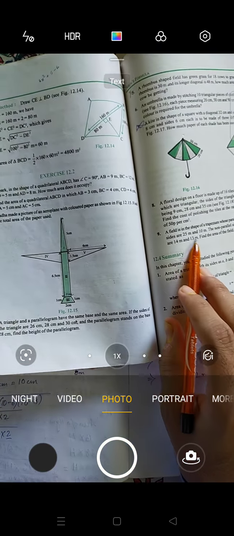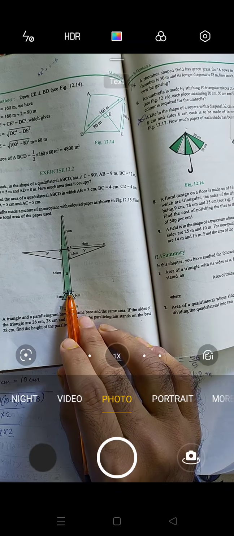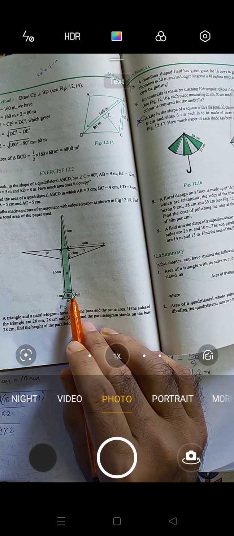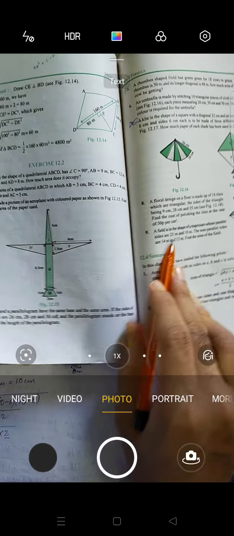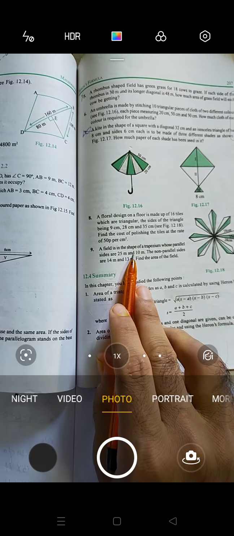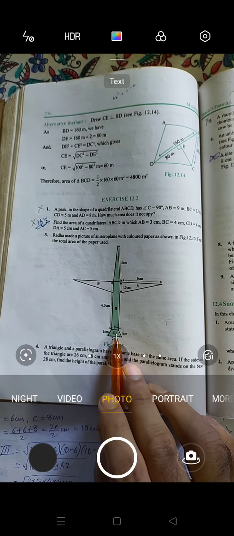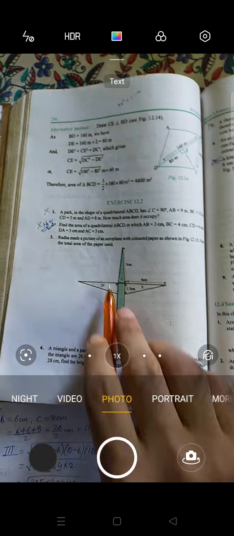Just now we have done the trapezium. So we will draw a parallel line like this, so this will be 1, this will be 1, this will be 1. That way you can find the height, the way we have done in question number 9. You will get the height, then you find the area.